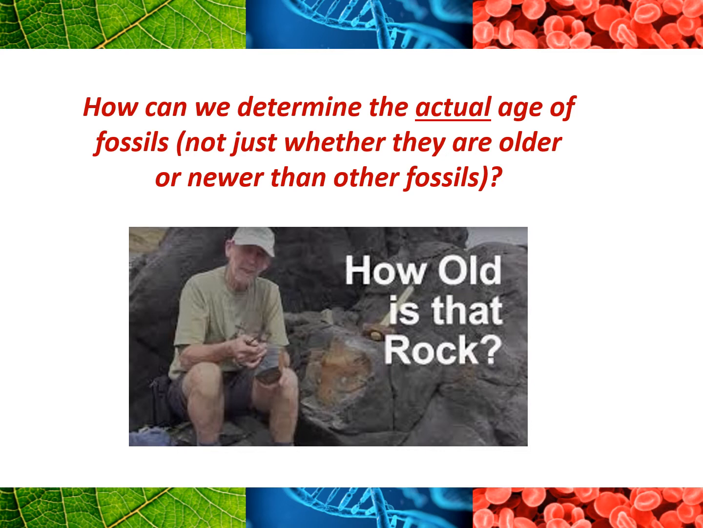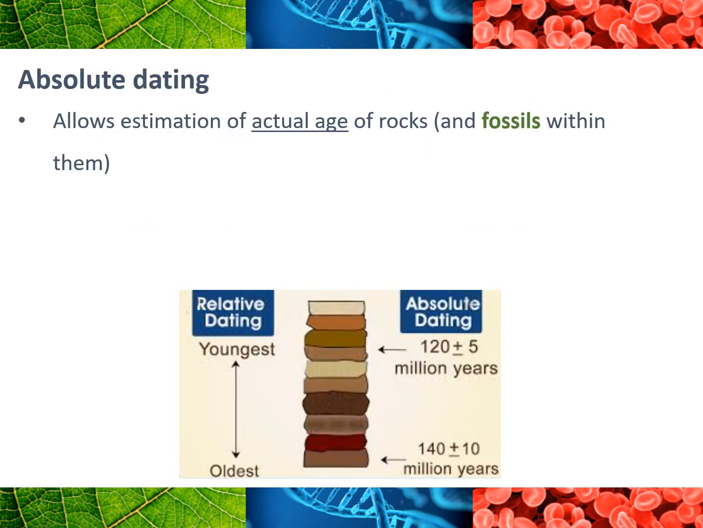Talking about how we can determine now the actual age of fossils. Not just whether a fossil is younger or older than a different fossil, which is what we looked at in the last lesson. We call this process absolute dating. So if you remember in the last lesson, we looked at relative dating, which is saying that fossils up here are younger than fossils down here because of the way that rock forms. If this is the surface of the earth, the deeper we go down, the older the fossils will be.